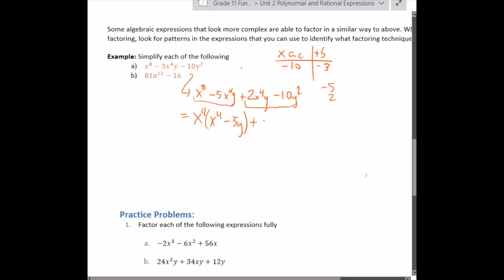And then we have plus. Here we can factor out 2, since 2 and 10 are both even, and they both share y, so we can factor out 2y. Taking 2y out of this is going to give us x to the power of 4. And -10y squared divided by 2y is minus 5y. Again, this gives us the same two brackets that we're looking for. So here, our factored form is x to the power of 4 plus 2y, times x to the power of 4 minus 5y.